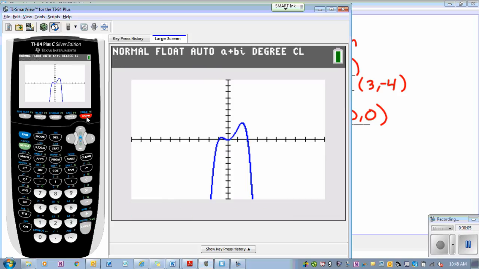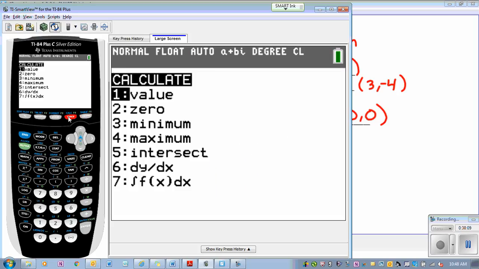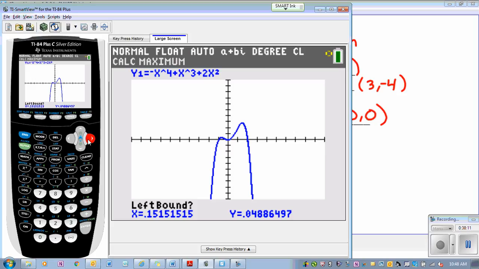All right. So now let's go find that next maximum. So second trace maximum. I'm going to take blinking bob over to that maximum. Calculator says go to the left. 1, 2, 3. Hit enter. Go back. Calculator says go to the right. 1, 2, 3. Hit enter. Says guess. Hit enter again.